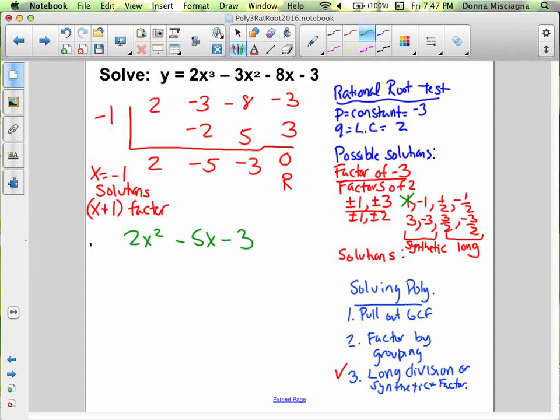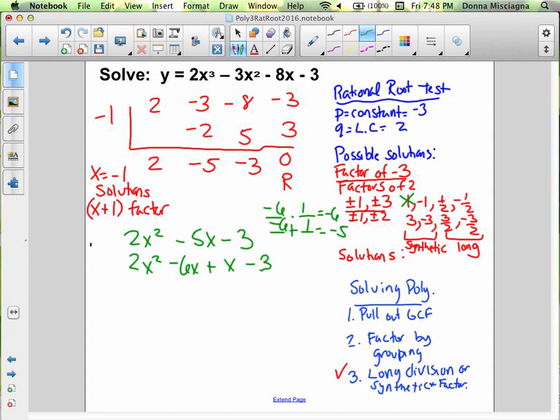2 times -3 is -6. So we need two numbers that multiply to give us -6, add to give us -5. Right? Well, that's going to be -6 and 1. Right? Multiplies to give us -6, adds to give us -5. -6 only has 2 sets of factors, 6 and 1 and 2 and 3. Right? So it doesn't take you long to go through those 2 factors and figure out which one it was. Right? So 2x squared, and it doesn't matter who goes where, I'll just go in order. -6x plus x and -3.